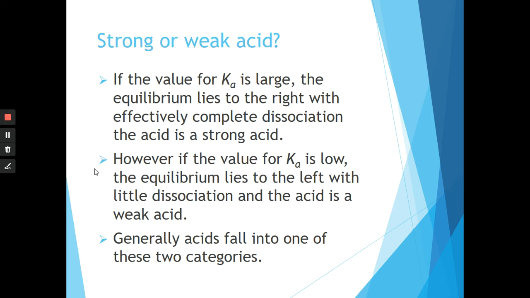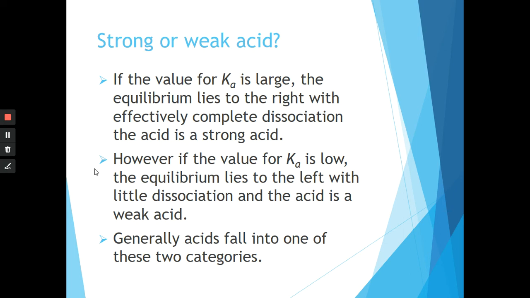Now, how do we know if it's a weak or a strong acid? That we can tell from the Ka, the dissociation constant value. If the value is large, the equilibrium is going to lie to the right, and effectively this means that the dissociation has been complete. The acid has fully broken down into ions. But if the Ka value is low, that means the equilibrium lies to the left. It means the substance prefers existing as molecules, which means we've had very little dissociation of the acid or of the molecule, and therefore it's a weak acid.